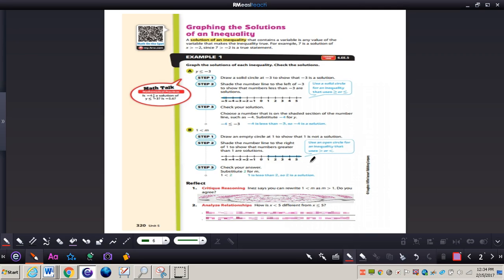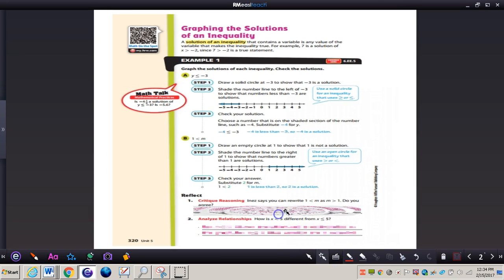Now let's take a look at the reflect question. It says, Inez says you can rewrite 1 is less than m as m is greater than 1. Do you agree? And we'll write this out. Yes, we know the two inequalities have the same solution. So no matter what, we know that m is greater than 1 with these inequalities.